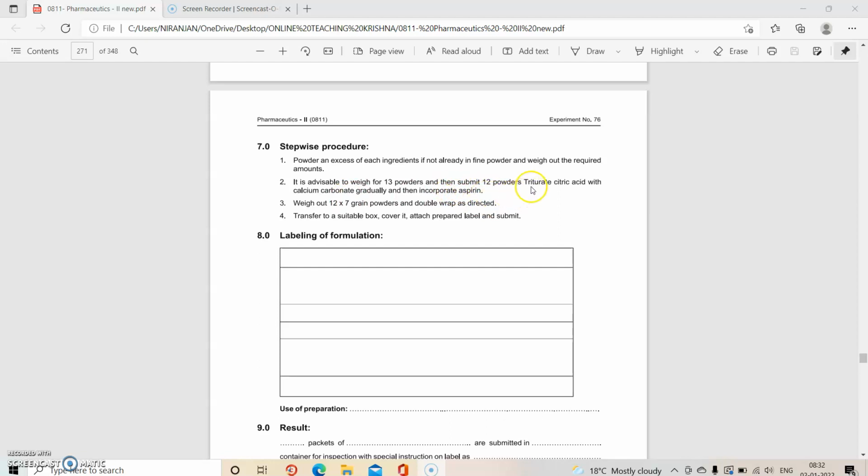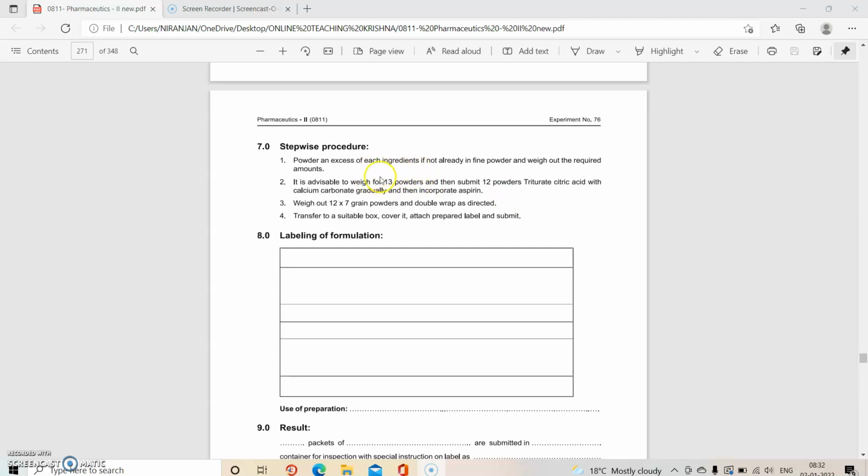So what you have to do, you have to take all weight quantities of aspirin, citric acid and calcium carbonate, and you have to triturate it, you have to mix it well, and then you have to divide these quantities equally into 12 packets. You have to divide the quantities in 12 packets.